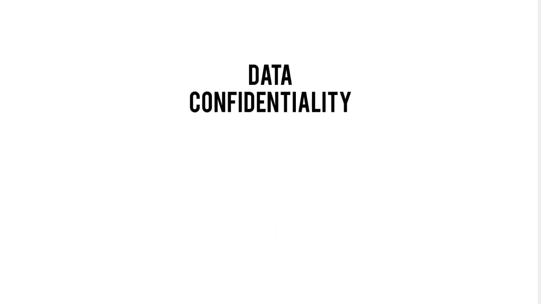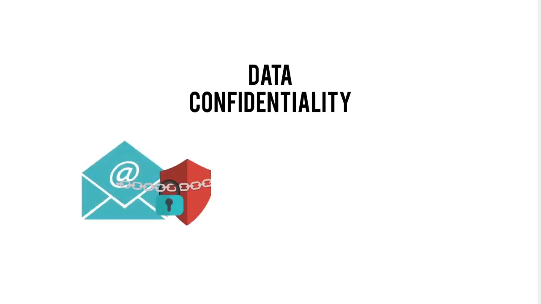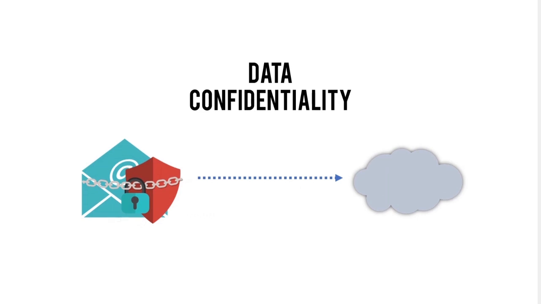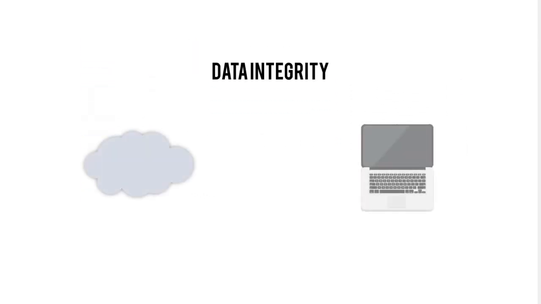Data confidentiality. The data sender can encrypt the data packet before the data is transmitted. Data integrity. The receiver can authenticate packets sent by the sender to ensure that data is not hacked during transmission.